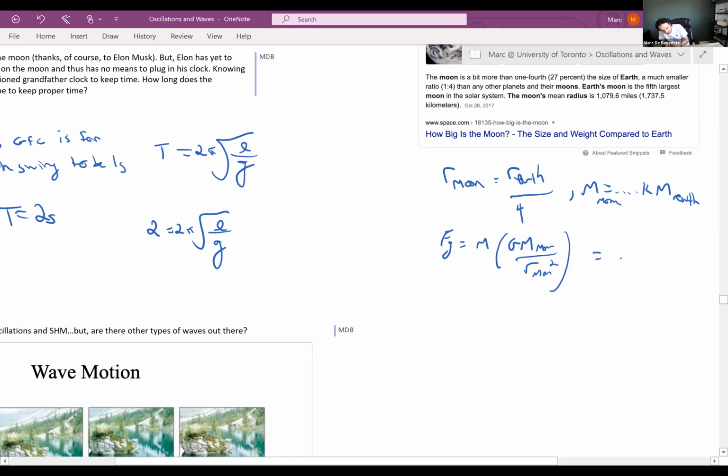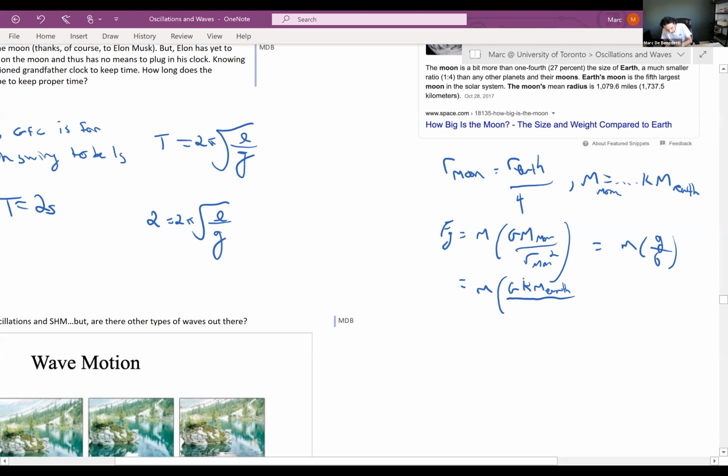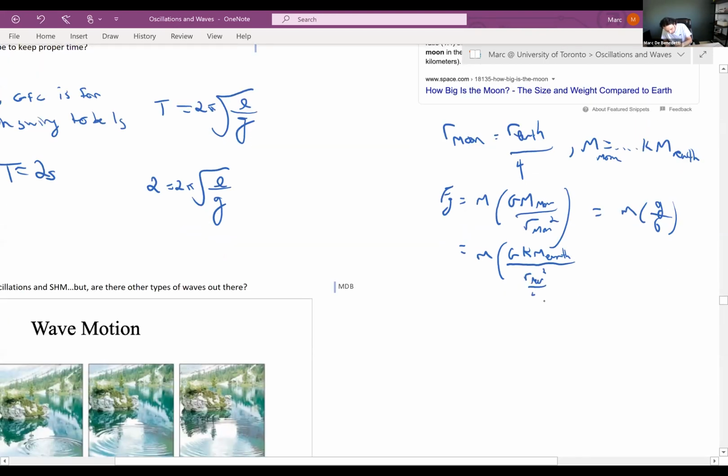It turns out that is actually going to give you about 1/6 the gravity on Earth. So you would plug everything else in, you'd say mass g, mass of the moon is going to be some fraction times the mass of the Earth. And the radius of the moon is going to be 1/4 the radius of the Earth. So you're going to end up getting some sort of constant times g. And I'm telling you now, the ratio is about 1/6.